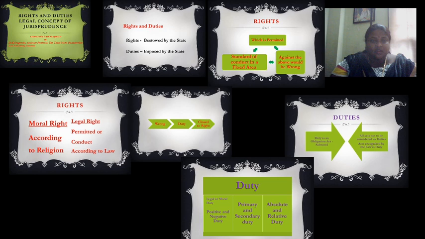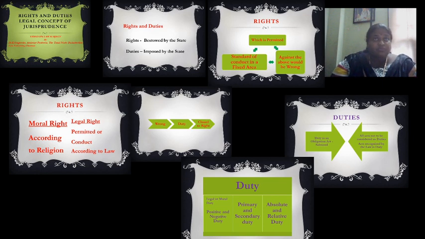So they say there is a moral right and a legal right. A moral right arises out of or according to a religious faith and belief, whereas a legal right is permitted or a conduct which is according to law. For a moral right there would be moral duties, and for a legal right there would be legal duties. For a moral right, the moral duty is called morality, and for a legal right, the duty corresponding to it is a legal duty which you need to obey.